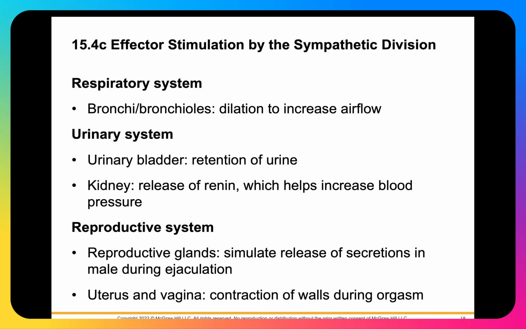When we look at the reproductive system, as far as when we look at sympathetic activity, it's going to be responsible for the release or ejaculation. If we look at the uterus and vagina, sympathetic activity will be responsible for contraction of walls of those organs during orgasm.